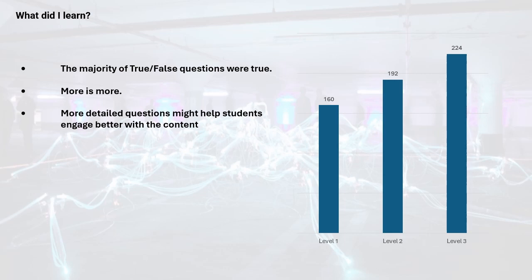By simple word count alone, ChatGPT provided more comprehensive responses to more detailed prompts. The average response to the level 1 prompts was 160 words, to the level 2 prompts it was 192 words, and to the level 3 prompts it was 224 words. So the more detailed questions contained extra relevant content that might help students engage with the content better during the formative assessment.